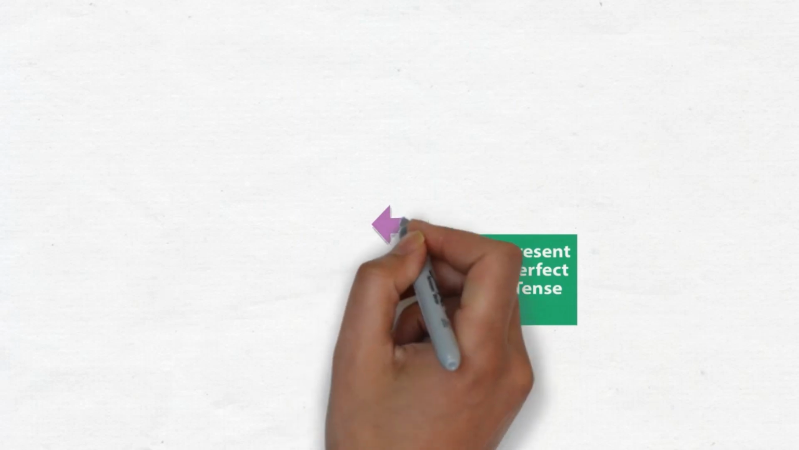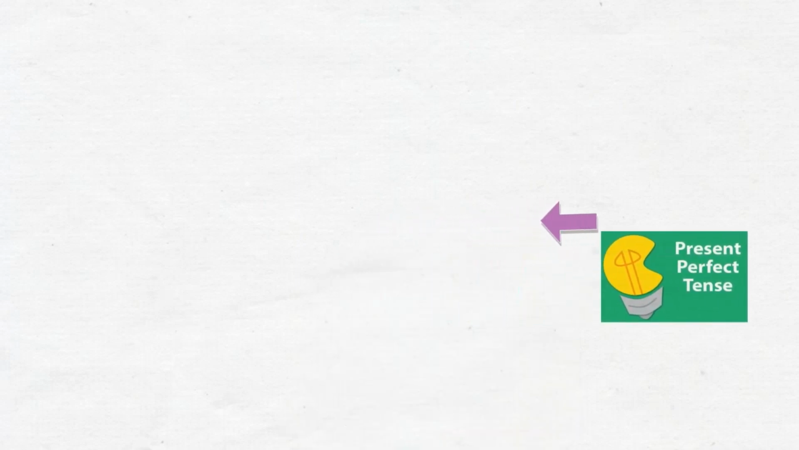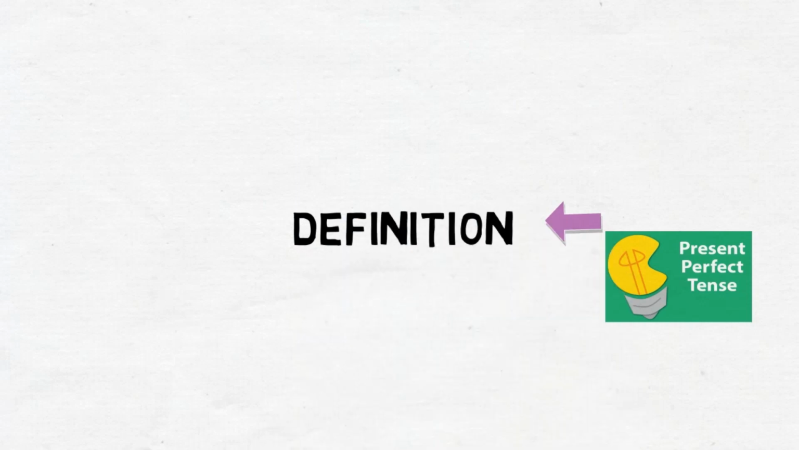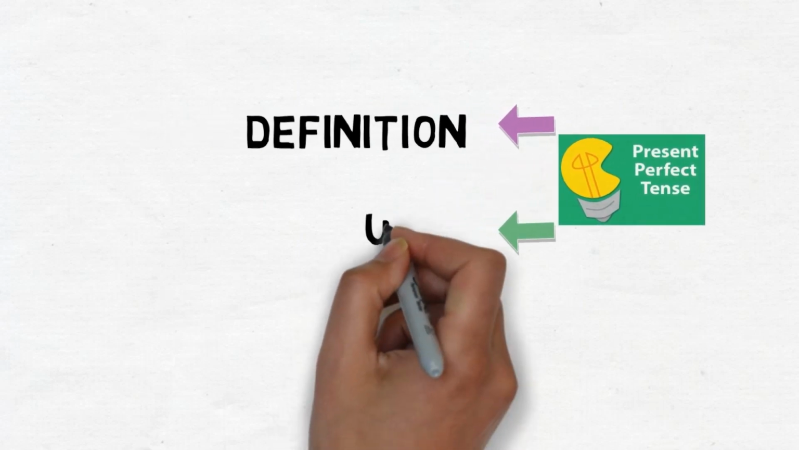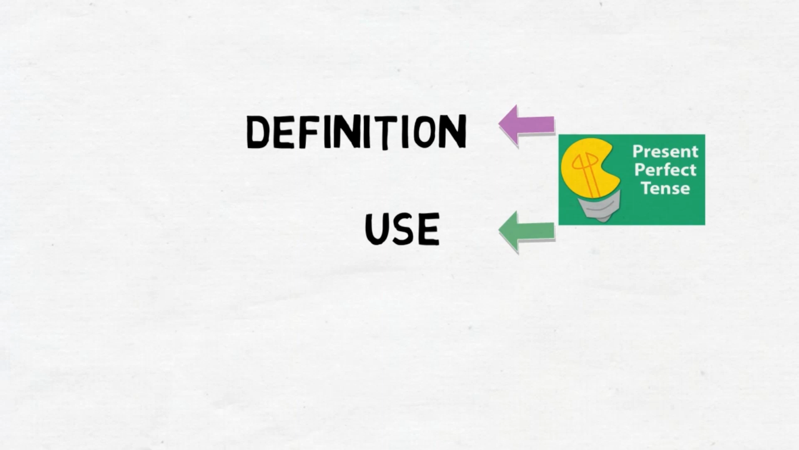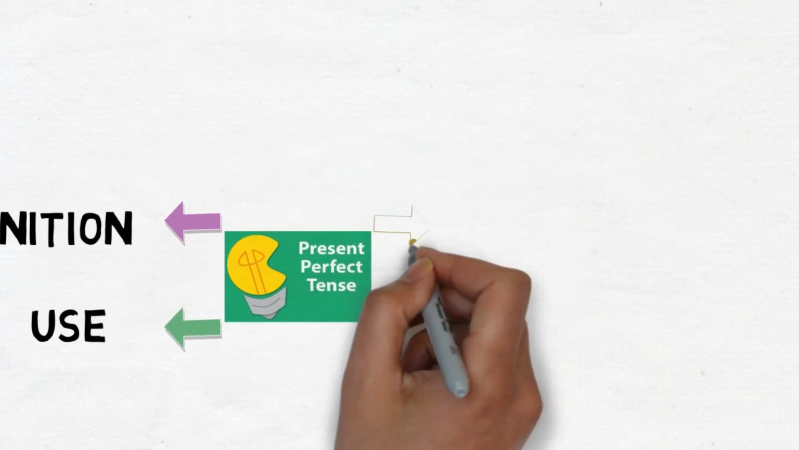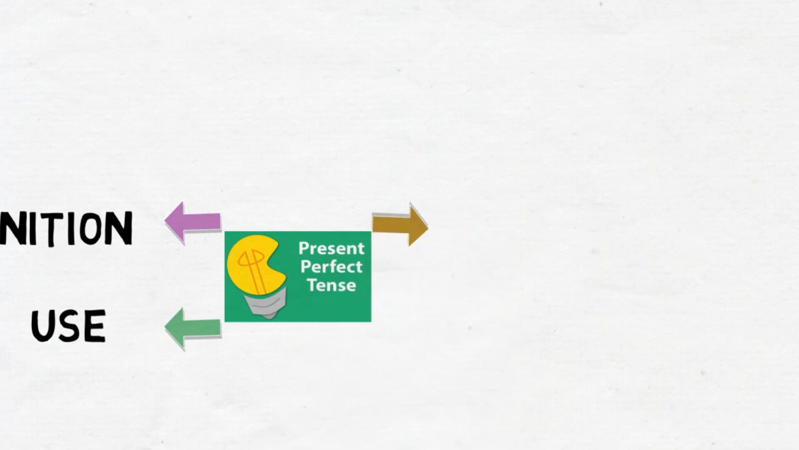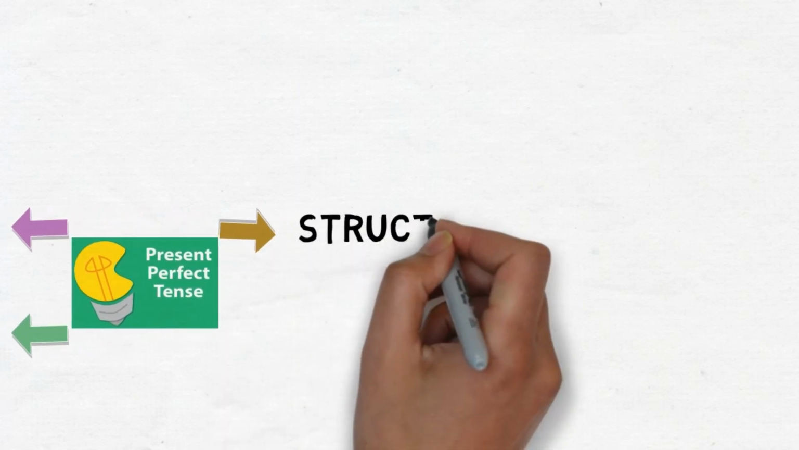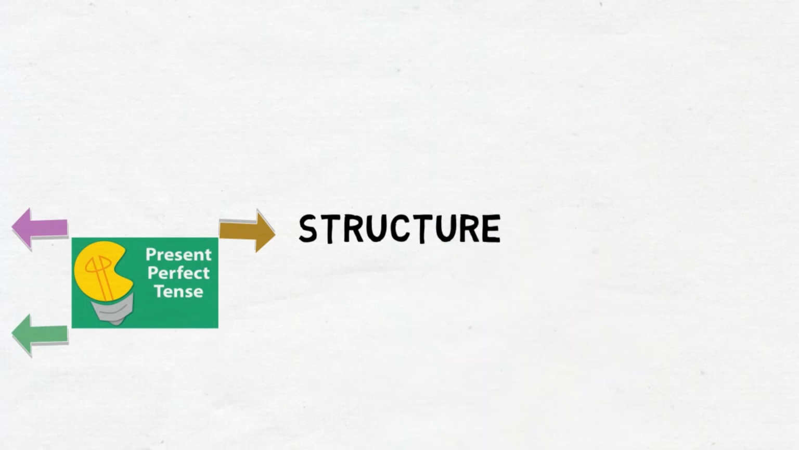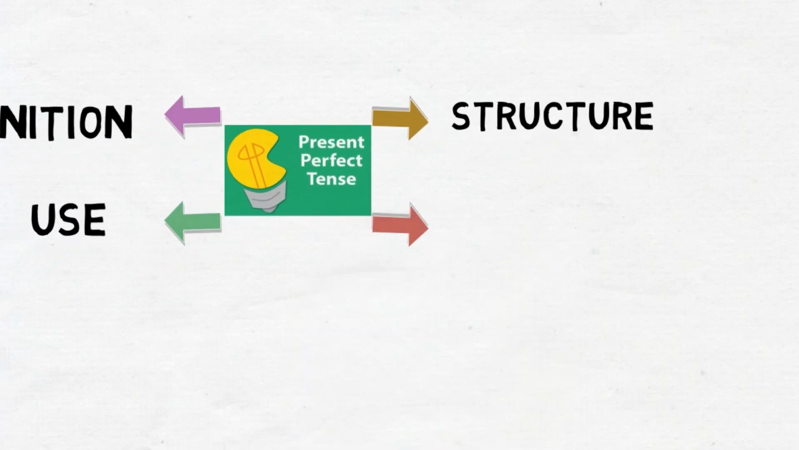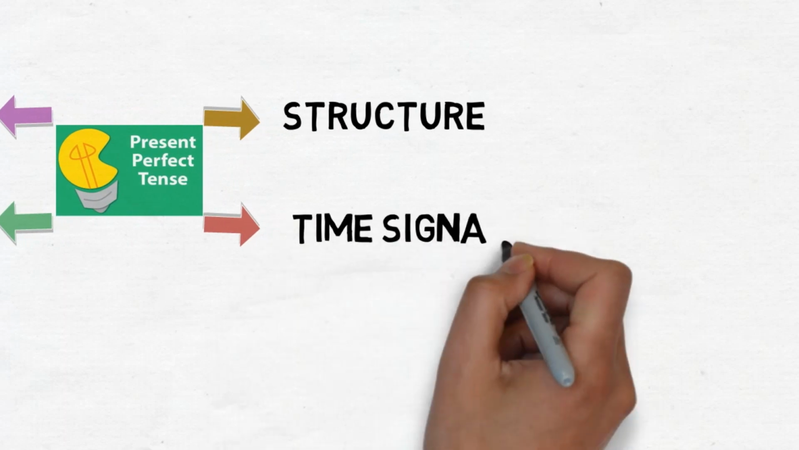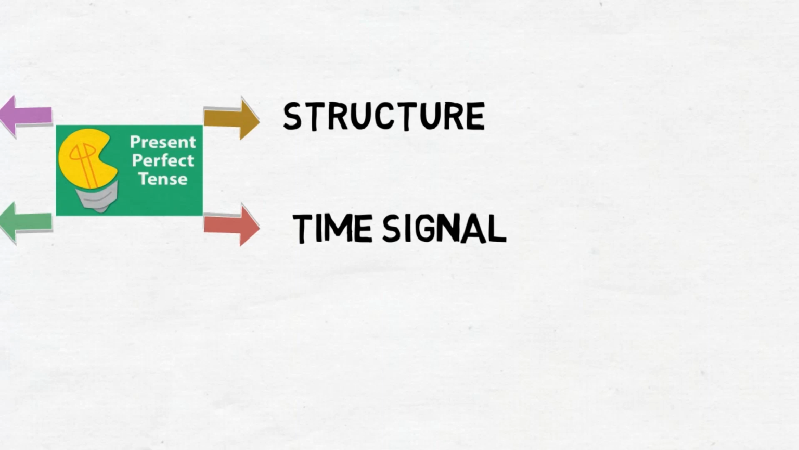There are several things that we want to study about present perfect. First, definition. What present perfect tense is, knowing and understanding about present perfect. Second, use. What is its function, what is the situation or condition when we make it. Third, structure. How to make good sentences of present perfect tense. Fourth, time signal. It's about the time words that we usually use in present perfect tense.